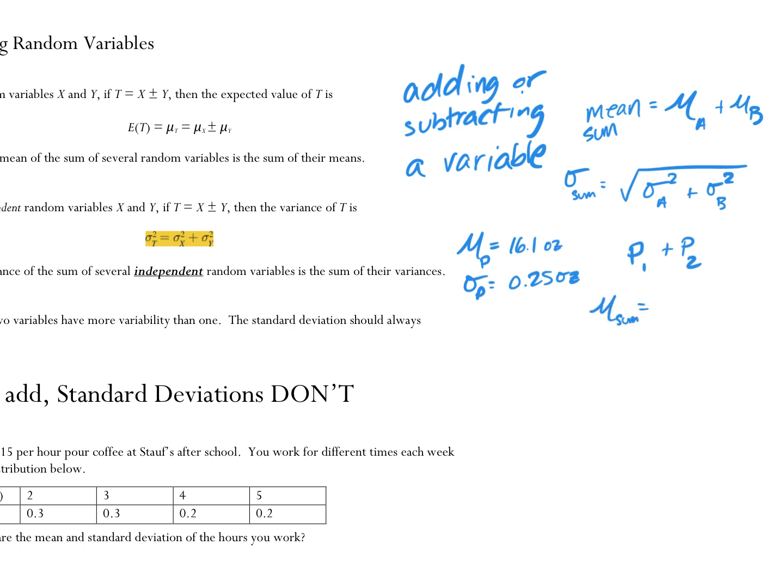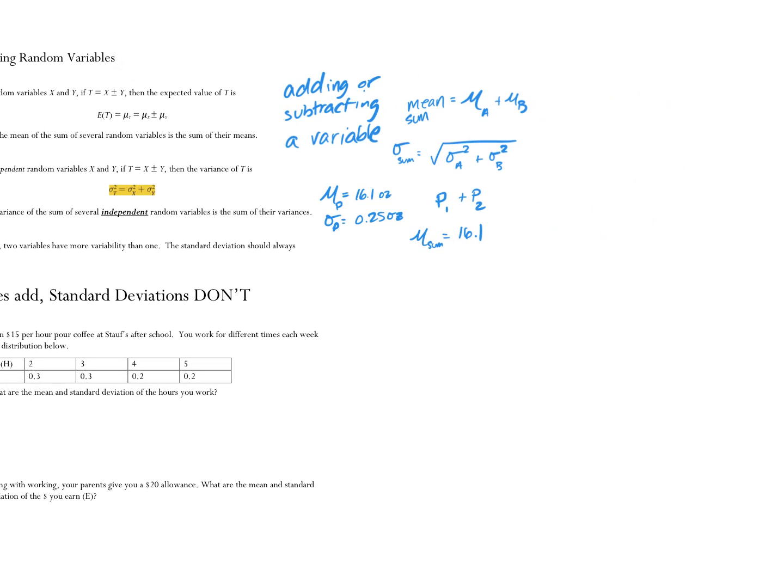Okay, so what is going to be the mean of that sum? Well, on average, the first one's going to be close to 16.1, and the second one's going to be close to 16.1. So the overall mean is going to be 32.2 ounces of milk. The standard deviation of the sum will be the square root of 0.25 squared plus 0.25 squared.